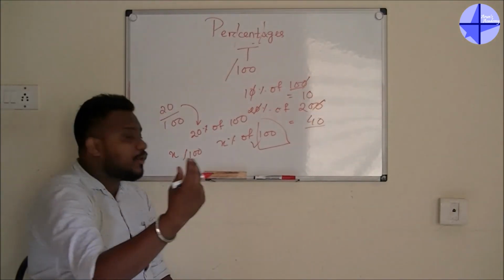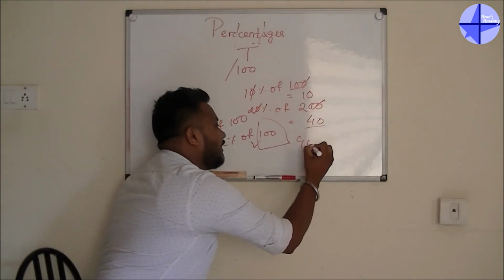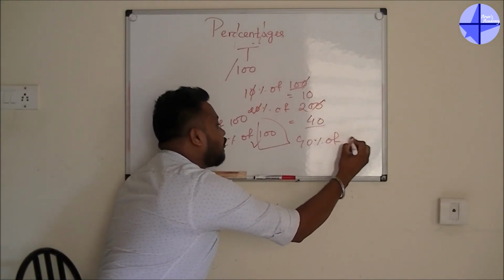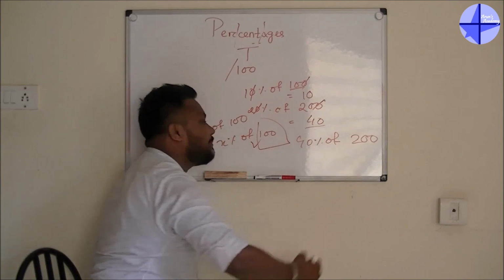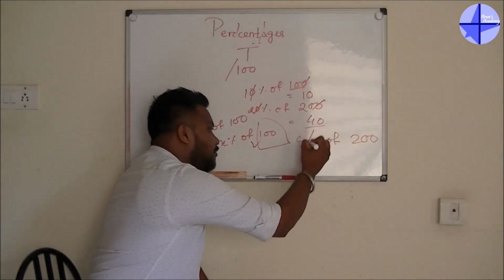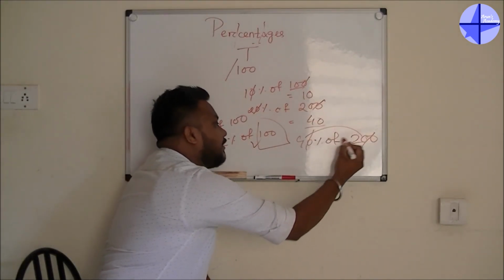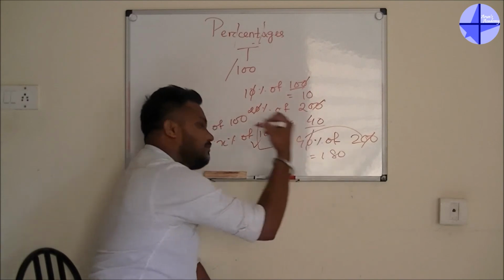Now, I will give you another one. Try to find what is 90% of 200. What you have to do? The 0 and 0 cancel. 9 into 20, the answer will be 180.